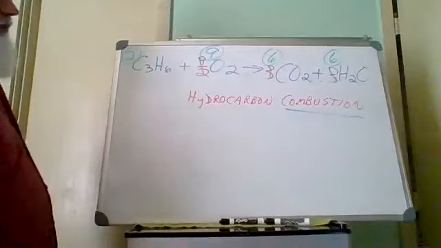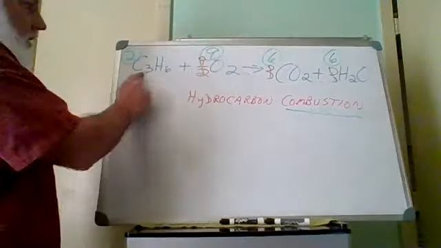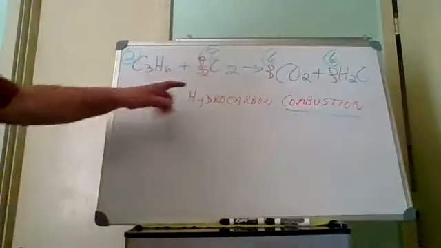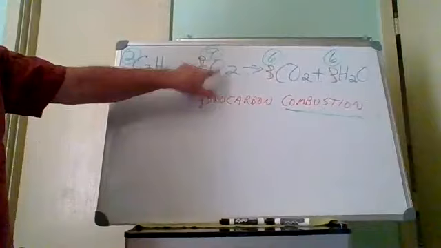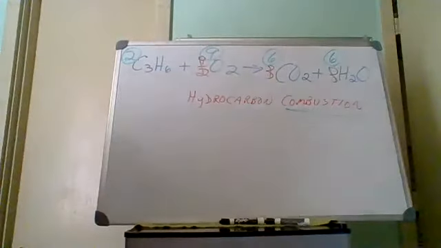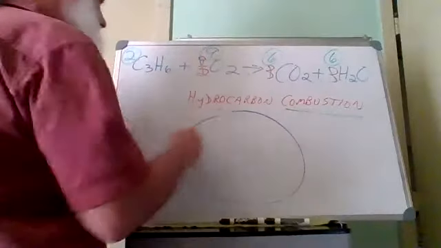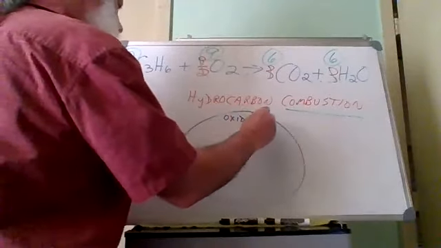So let's take a look here. We said this is a hydrocarbon combustion reaction, a hydrocarbon reacting with oxygen. It's also an oxidation-reduction reaction because we have a pure element here. So I know this is also oxidation-reduction. So let's draw our Venn diagram again. There's the universe of oxidation-reduction reactions.